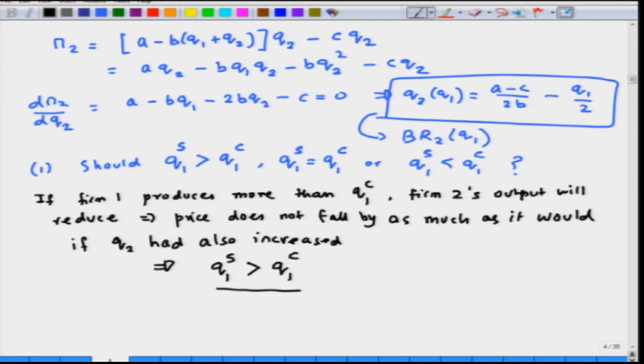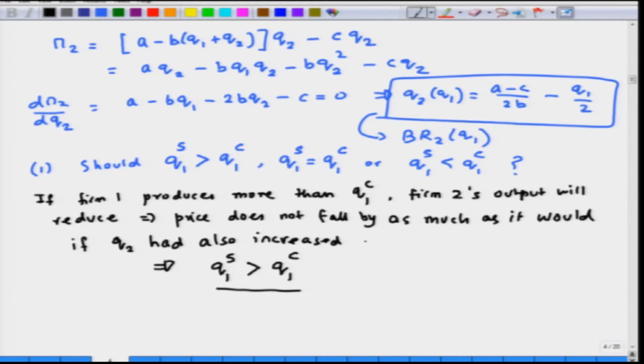So, the fact that firm 1 produces more leads firm 2 to produce less because its best response function is downward sloping. That prevents the price from falling by as much as it would have fallen had Q2 also increased, which is good news for firm 1. So, this is good for firm 1.